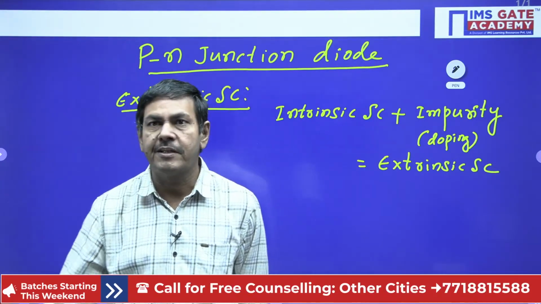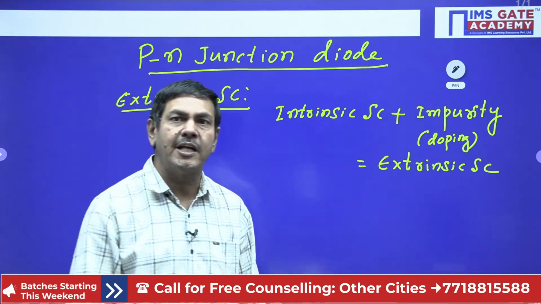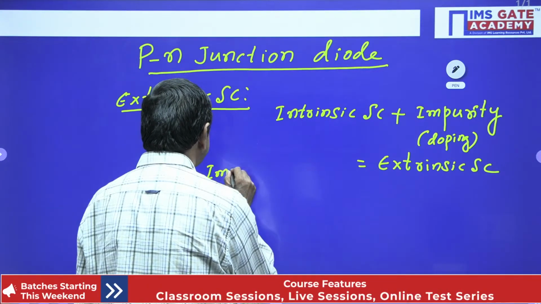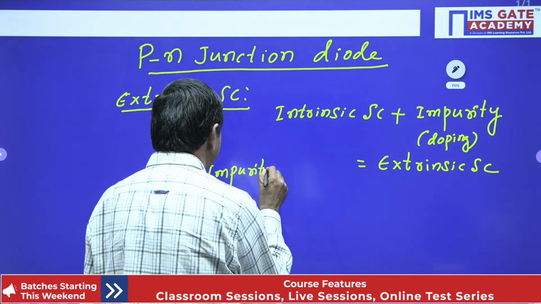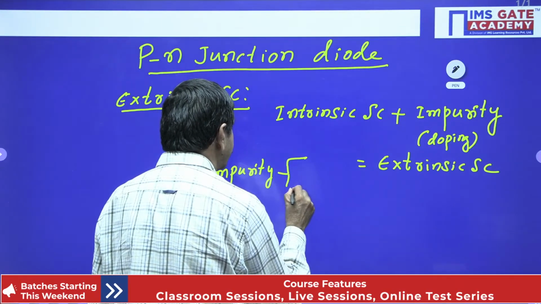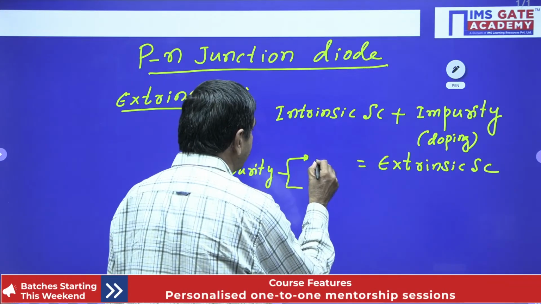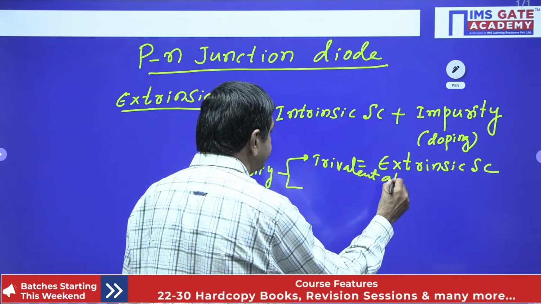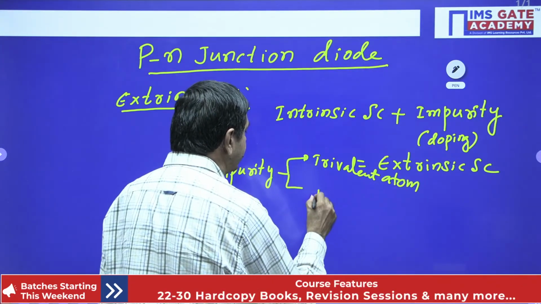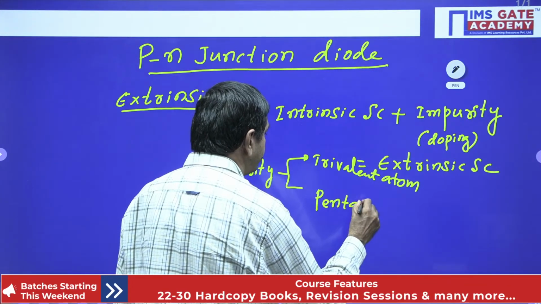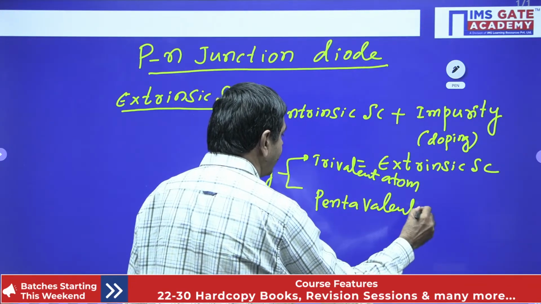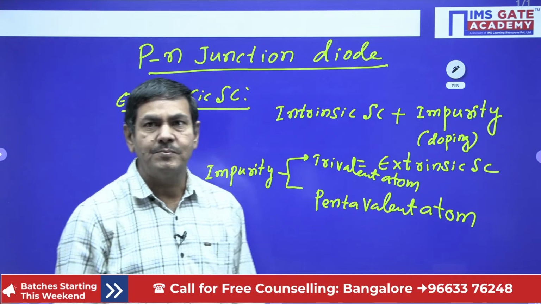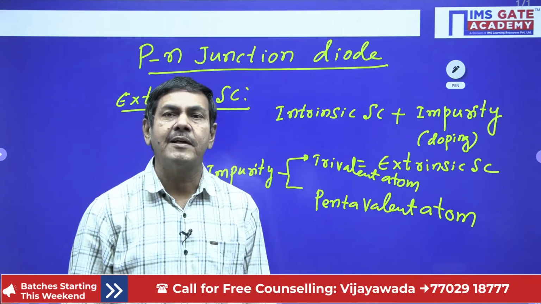But how many types of impurities are possible here? There are two types of impurities. Impurity is divided into two types. One is said to be trivalent atom, the second one is said to be pentavalent atom. These two are said to be impurities only.